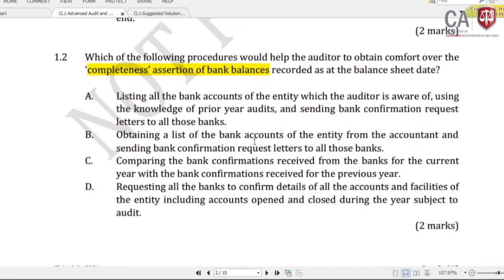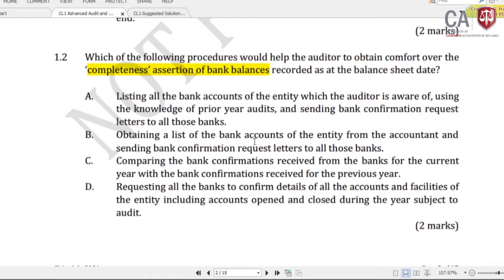Listing all the bank accounts of the entity which the auditor is aware of using the knowledge of the prior year audits and sending bank confirmation request letter to all those banks? Yes, one method of calling confirmation with regard to the bank balances, sorry, not the cash. Part B, obtaining a list of the bank accounts of the entity from the accountant and sending bank confirmation request. So that is also correct, because you can send the request to the bank.